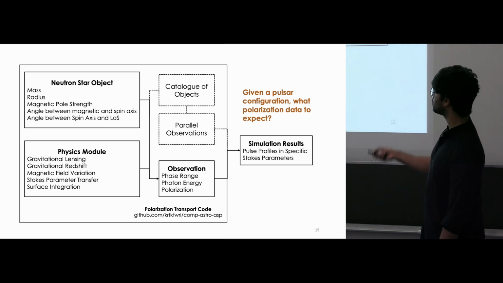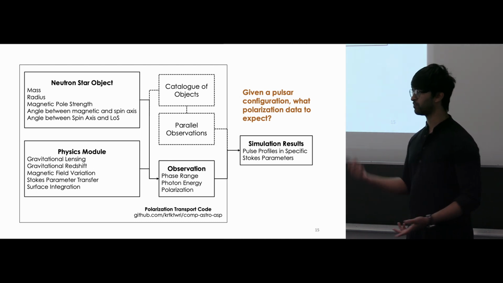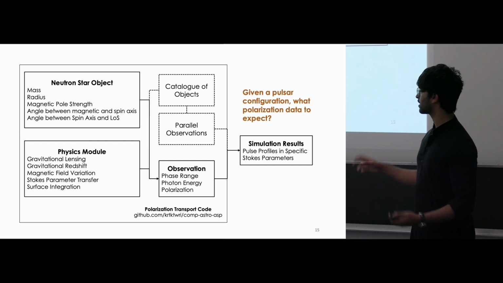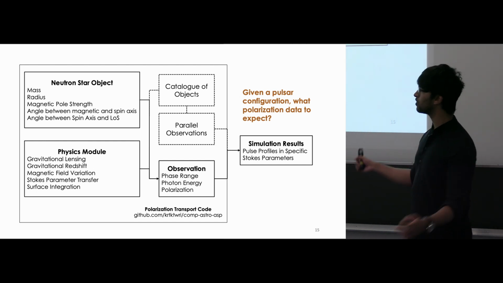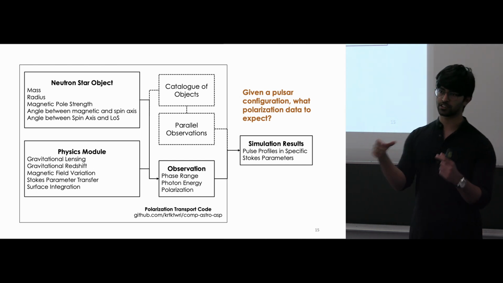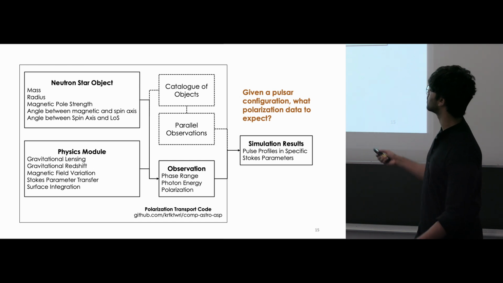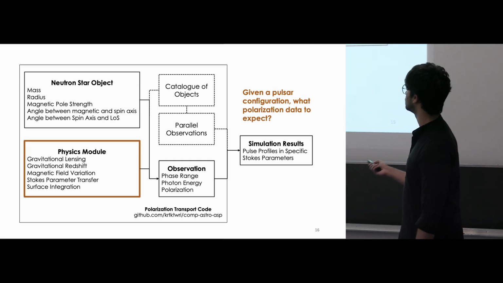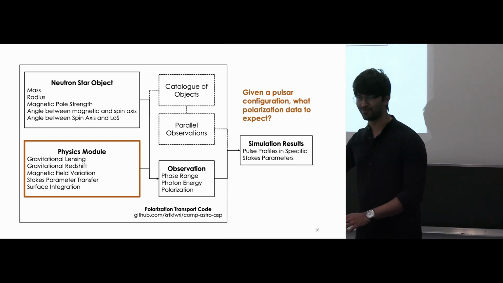And of course, the way the code is written is that it does all these things in parallel. So for example, on the 6 cores of my laptop, I can do 6 of these virtual observations in parallel. And you can define a whole catalog of objects, and then in principle, if you want to do an inference, you can try to constrain parameter space by simply seeing which objects in the catalog match the observations.